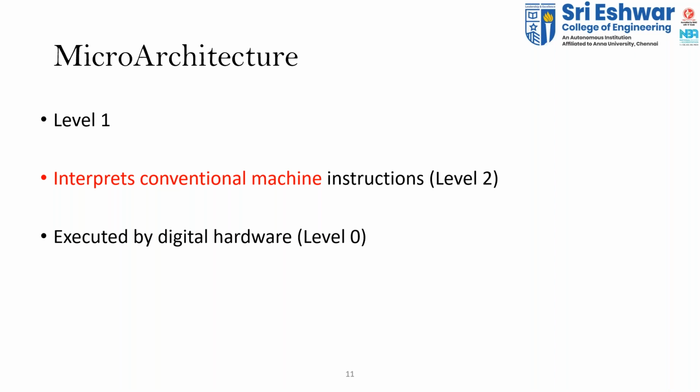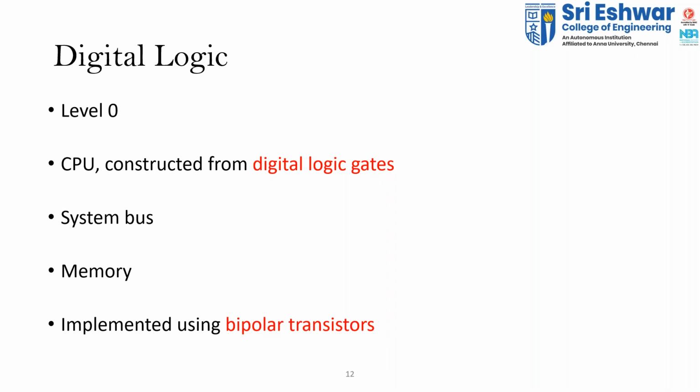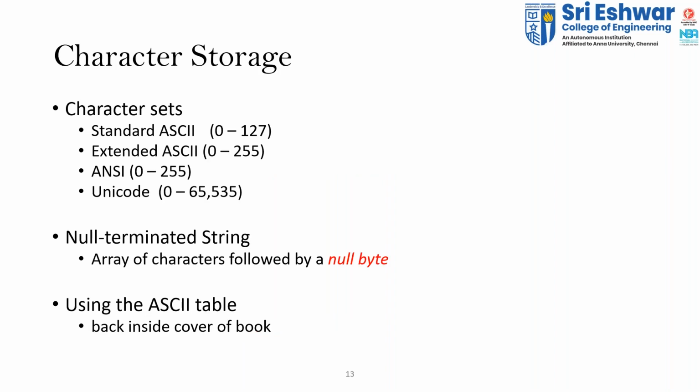So what is the next level? The next level is digital logic, where it deals with zeros and ones. Your computer memory or system, whatever is present inside the system, will work with zeros and ones, binary values. And next, character storage. As you know, character sets are standard ASCII, extended ASCII, and Unicode. All these have different storage. Depending upon the character set we use in the program, the length or storage will be different. For the null terminated string, the null byte, nothing will be there in the 8-bit or 1 byte.